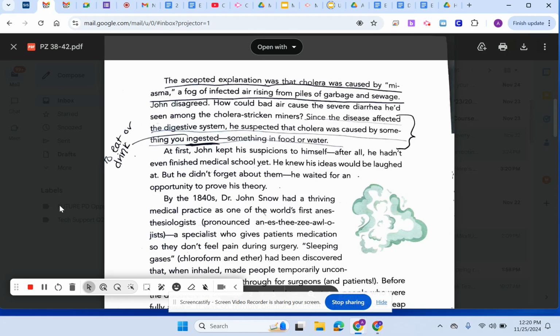or water. So when you ingest something, it's something that you eat or drink. A lot of people thought that cholera was being caused by this poopy air that you were smelling and getting sick from, but he thought otherwise.